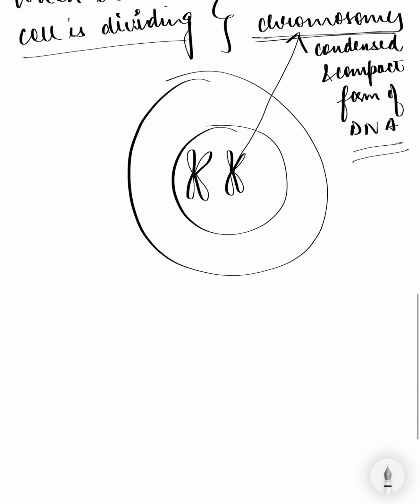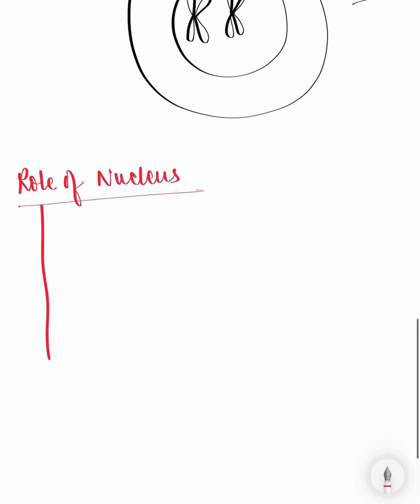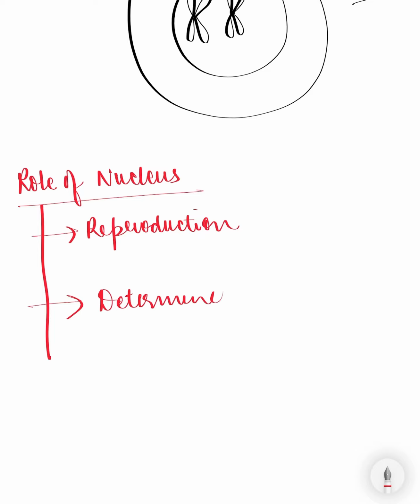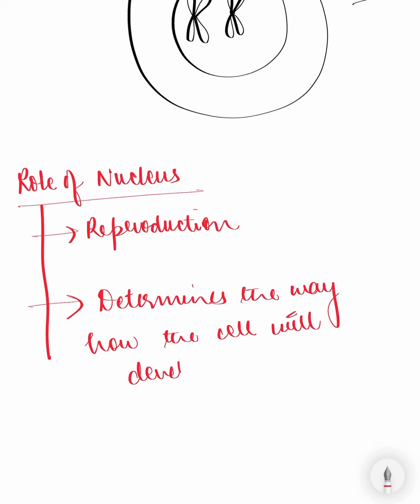Now let's talk about the role of the nucleus. What is the function of the nucleus in a cell? It has two major roles. First, it helps in reproduction. The other function is that it determines how the cell will develop. This is the role of the nucleus.